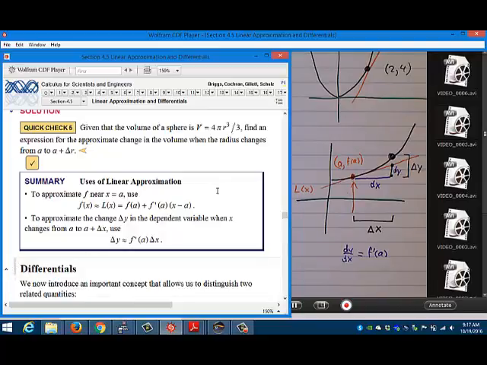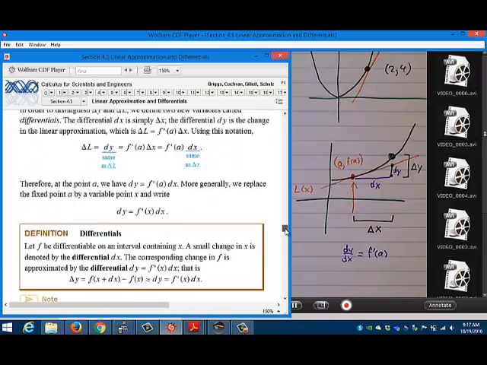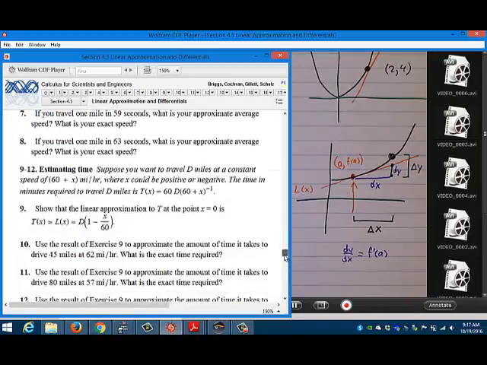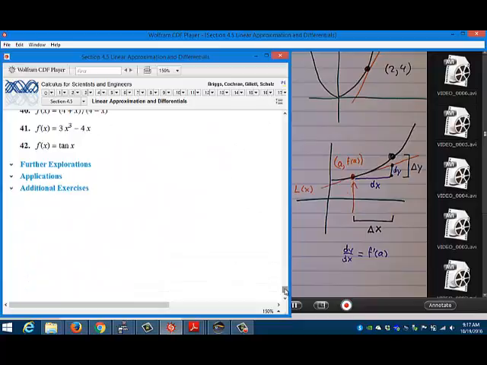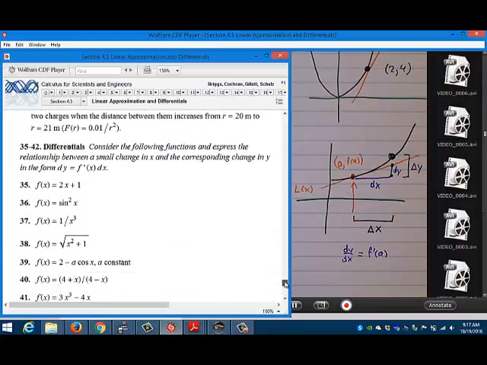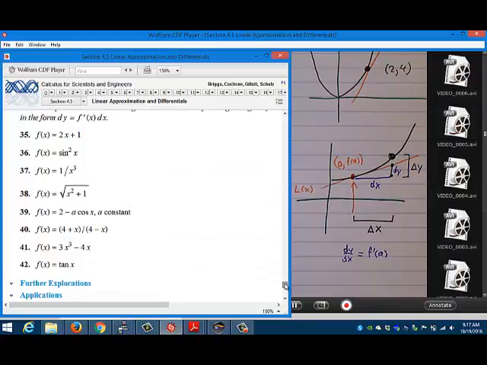So let me show you a sample exercise. Did you guys do a quick check like this? I guess you did. No, maybe not. Here, let's do one of these. Differentials. Okay, so let's do 37, for instance.